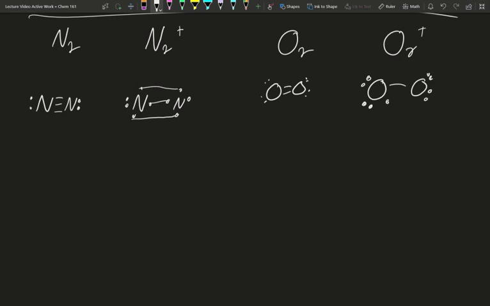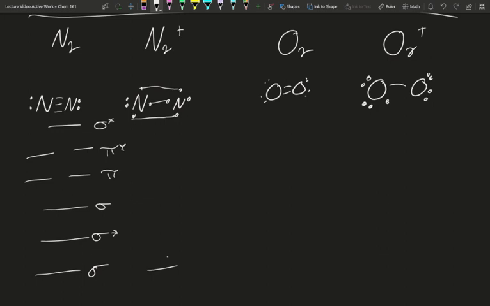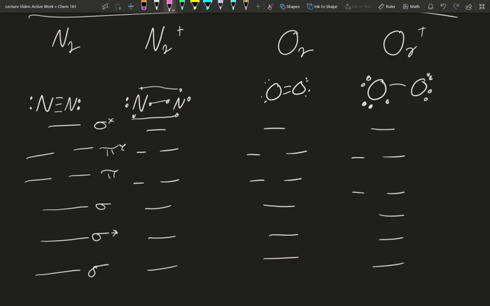Well, what do we actually see? If we have our standard pattern, sigma, sigma star, sigma, pi, pi star, sigma star, we're going to see the same pattern all the way across. Well, nitrogen, 1, 2, 3, 4, 5, 6, 7, 8, 9, 10. Nitrogen plus, 1, 2, 3, 4, 5, 6, 7, 8, but only 9. It lost one electron. A bonding orbital has lost an electron.